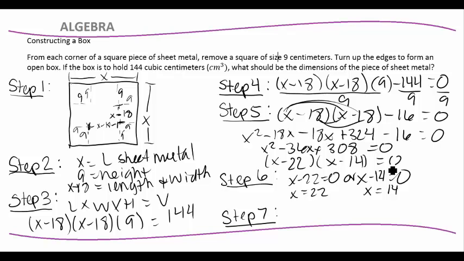In step 7, we're going to check our answers. We want to make sure that our answers work with the problem. So X minus 18 is, let's try 14 first. Let's plug in 14 minus 18. That's going to give us negative 4. Ooh, we can't have a negative length. So that's not good. So we know X equals 14 is not a solution. So it is X equals 22. So our dimensions are 22 centimeters by 22 centimeters.